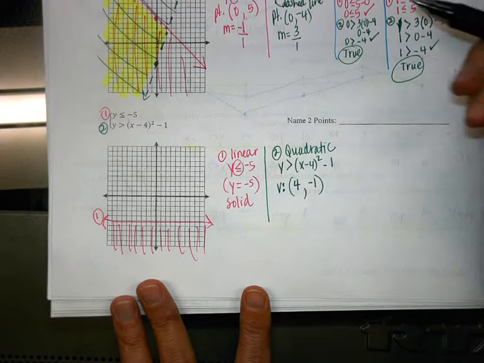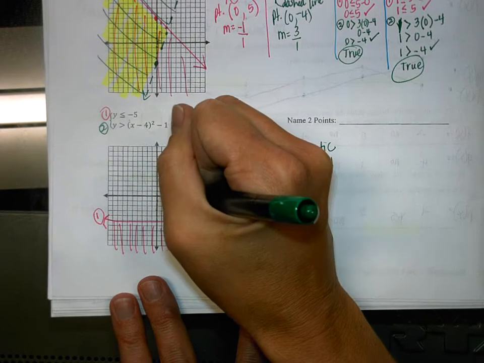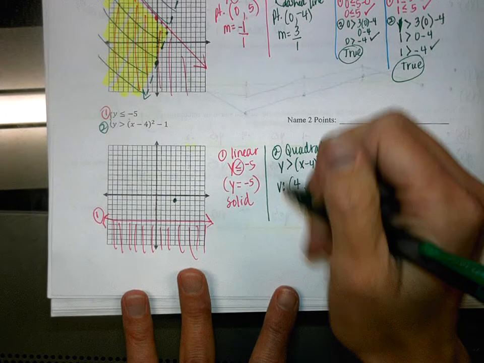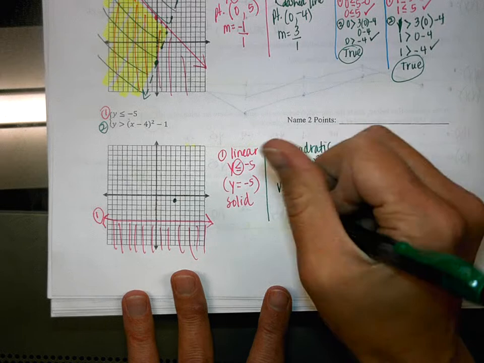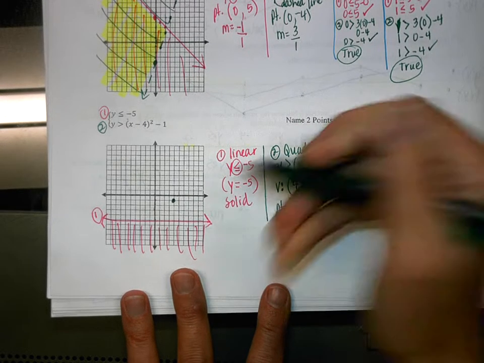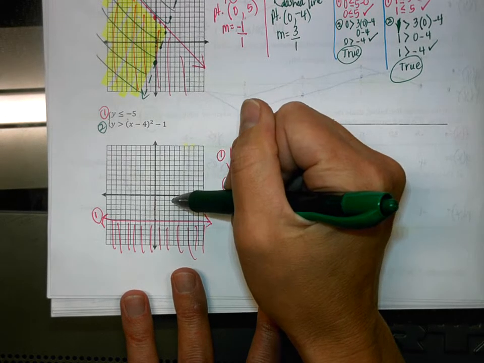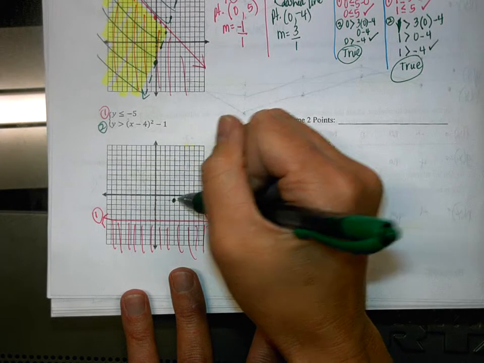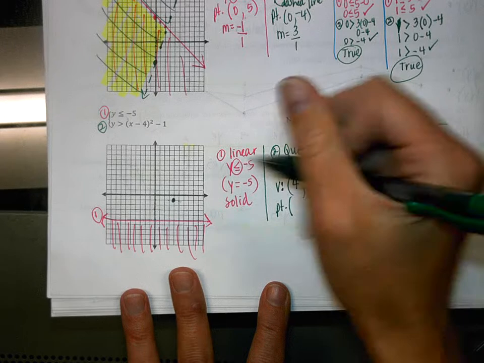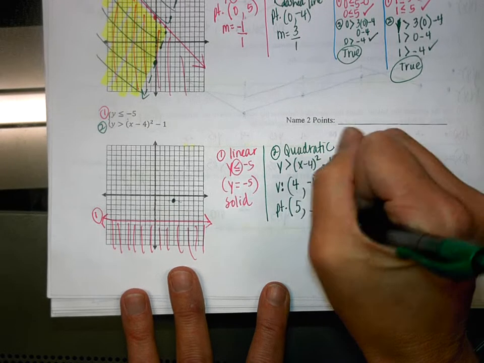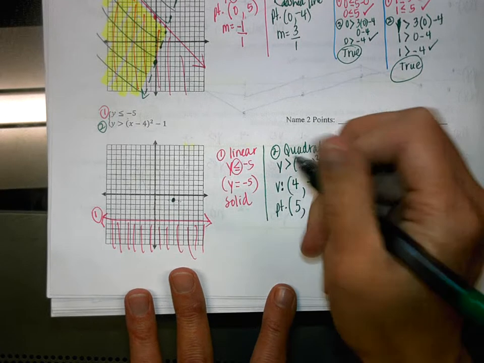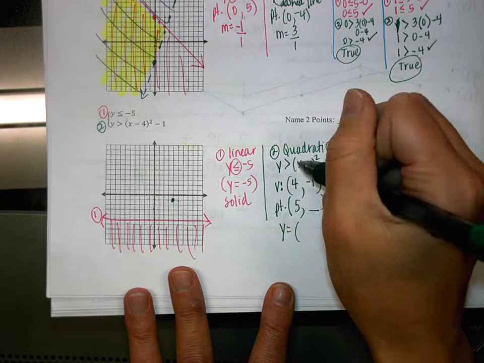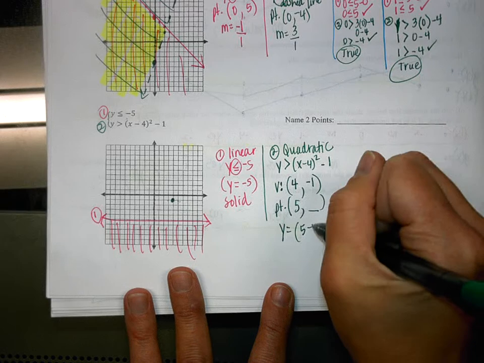So let's go ahead and mark that. Go 1, 2, 3, 4, -1. There's our point. We know that this graph is going up, but we're going to pick another point to the right or to the left of this. If we went to the right of it, that point would be at 5. So we're going to pick the point 5 and find out what y is. Remember, we write y equals, and instead of x, I'm going to write 5 minus 4 squared minus 1.